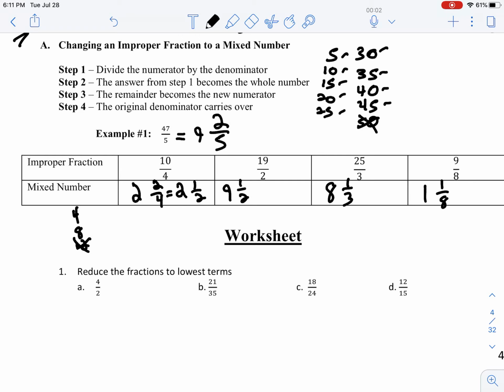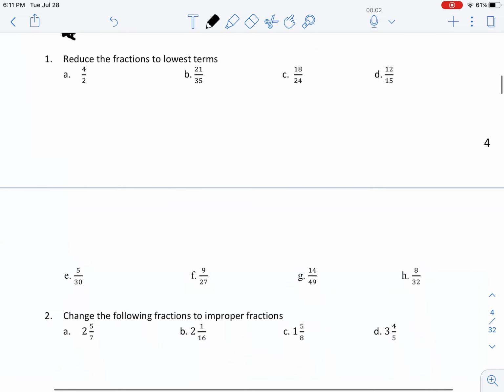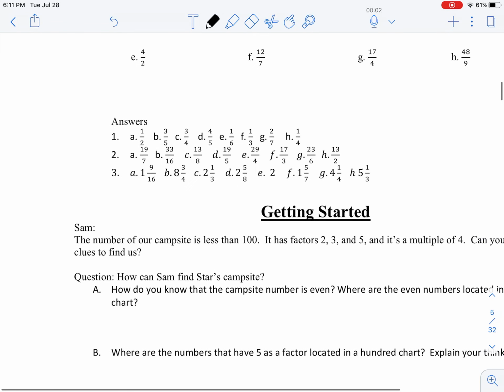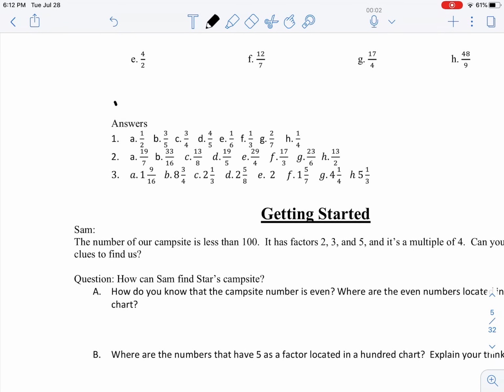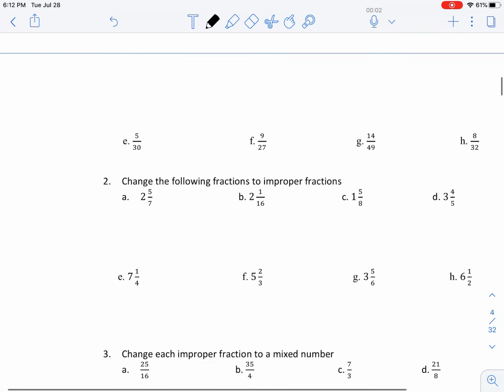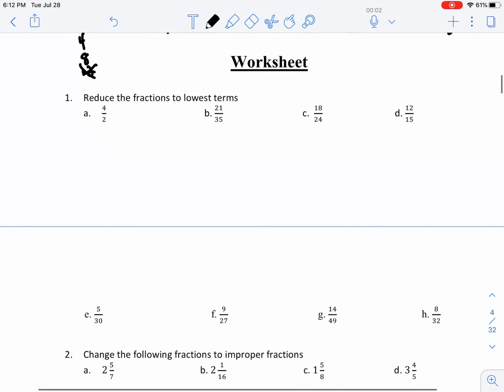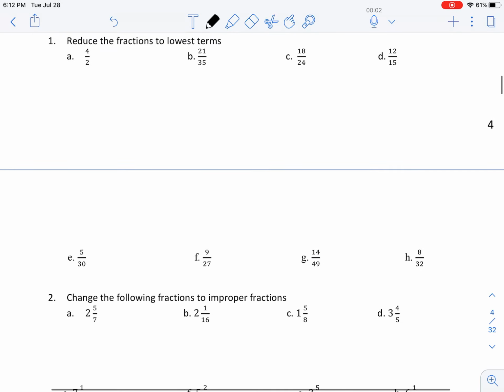Okay. So based on that, what I would like you to do is go through this worksheet, and the answers are all written at the bottom for you to check. Go through this worksheet now. Okay, so you just did this whole worksheet. Let's go over the answers to make sure you understood.